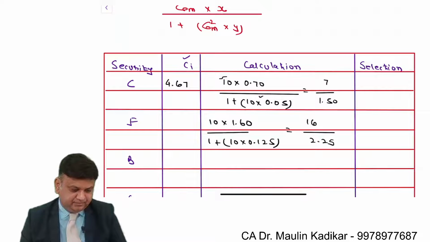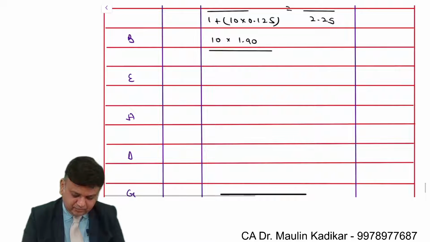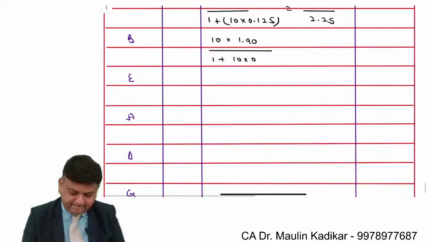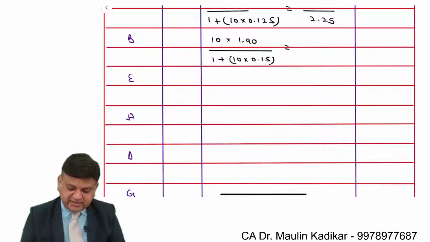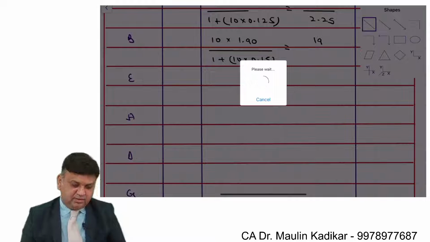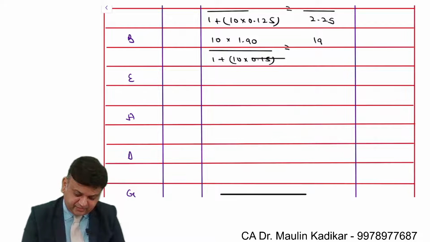Then for security B, it is 10 into 1.90 divided by 1 plus 10 into 0.15. So 10 into 1.9 is 19, divided by 0.15 into 10, which is 1.5, plus 1, that comes to 2.5.